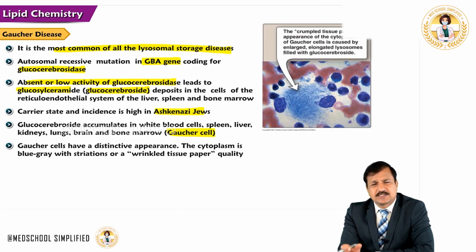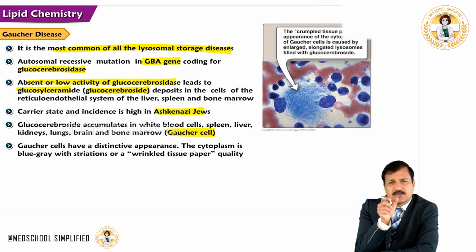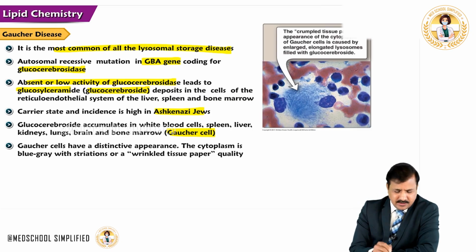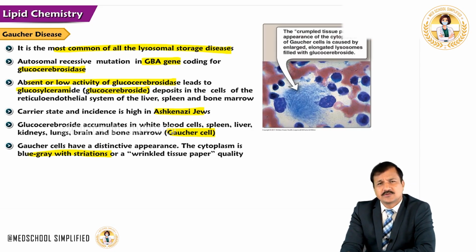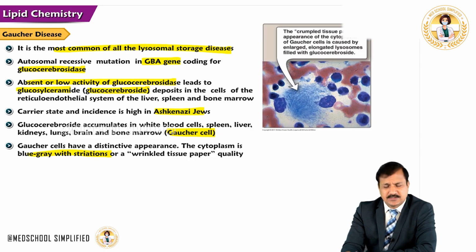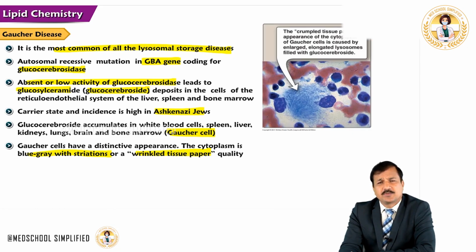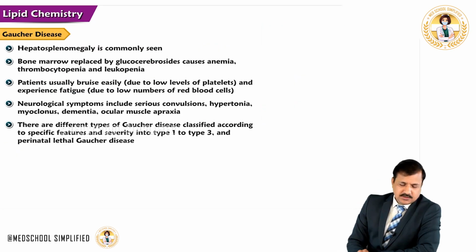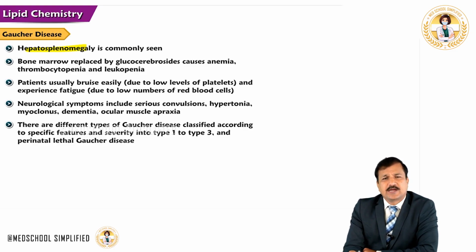And the Gaucher cell has a distinctive appearance, as shown here in the figure. The cytoplasm is blue-gray in coloration, with striations as you see here. Blue-gray with striations is the characteristic cytoplasm that you see in Gaucher's disease, and that is referred to as a wrinkled tissue paper quality. Wrinkled or crumpled tissue paper appearance in the cytoplasm is characteristic of Gaucher's disease.